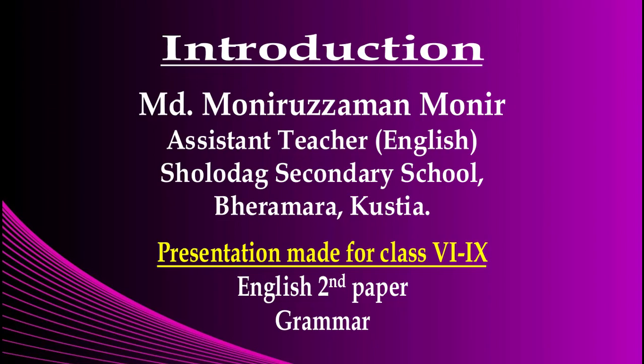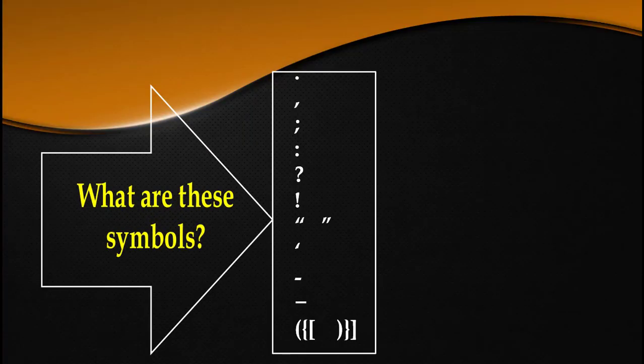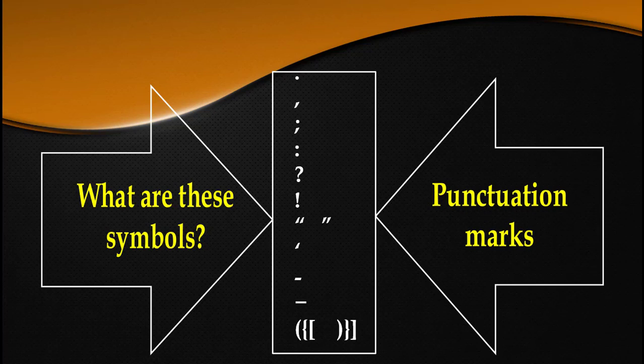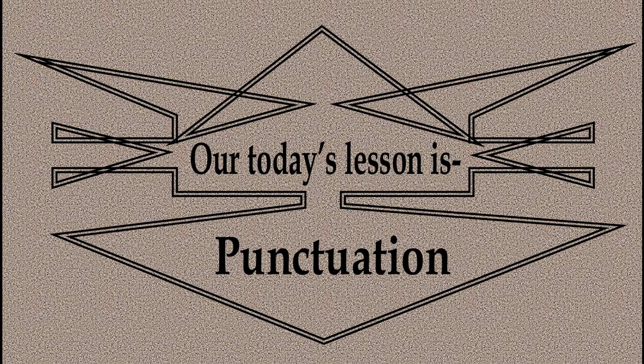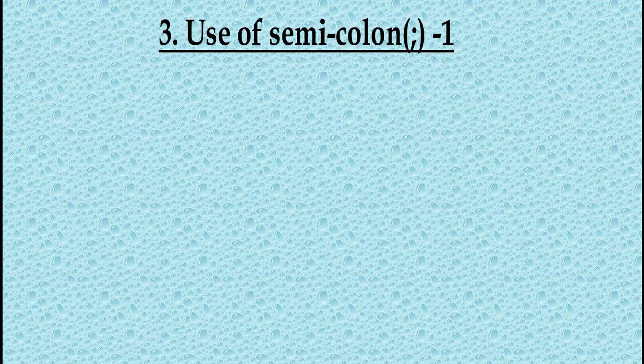And this presentation is made for class 6 to class 10 English second paper, and it's a grammar part. What are these symbols? These are punctuation marks. Our today's lesson is punctuation. Use of semicolon 1.